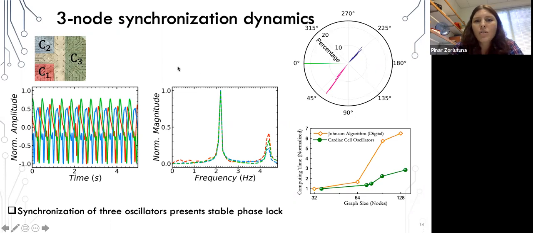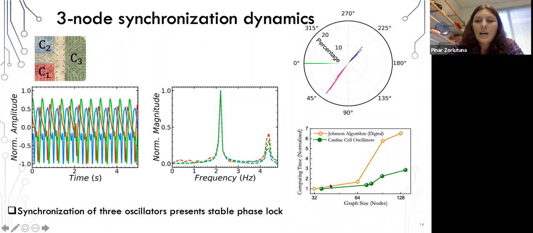And obviously for 3 nodes, it is easy to see, and it is not very hard for the Boolean algorithms to compute. But we also ran some simulations and saw that the scaling of the cardiac oscillators is much better compared to the current gold standard Boolean algorithm, the Johnson algorithm. And for the cardiac oscillators to beat the Johnson algorithm, we need to really work beyond 64 nodes.